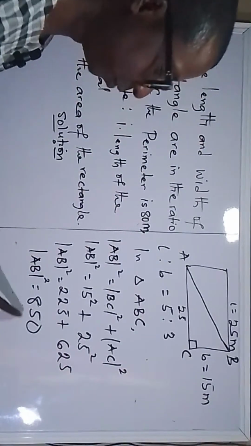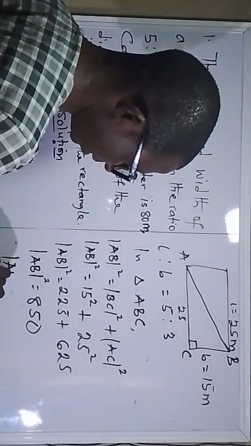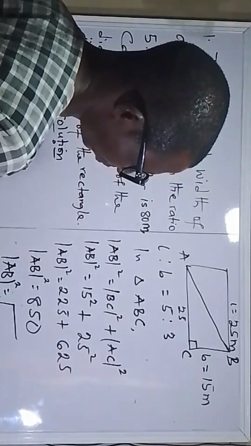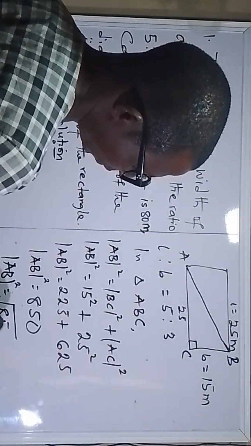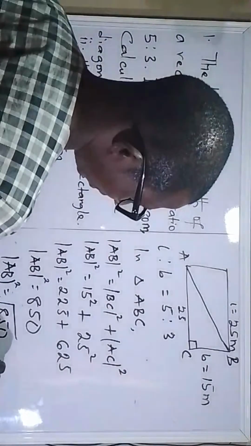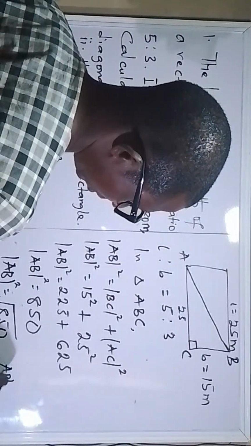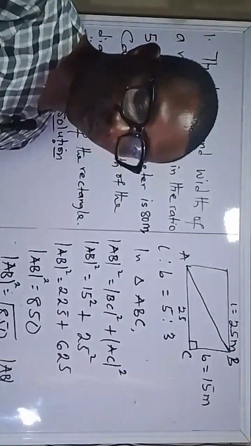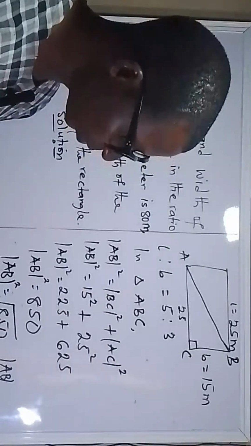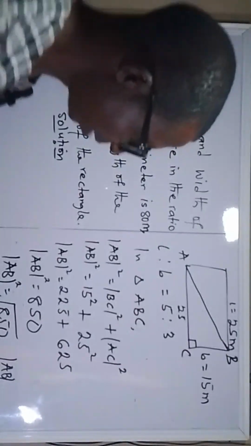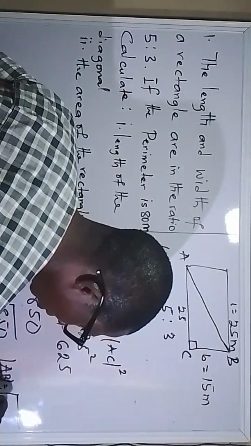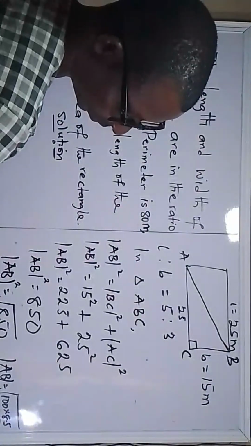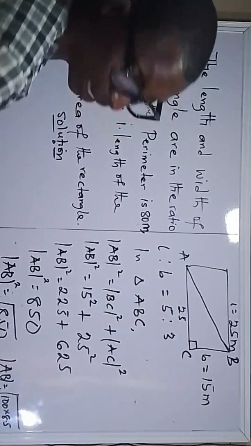That's 850. So the length AB will be the square root of 850. Because you will be expected to make use of your 4-figure table if you don't have your calculator, I can express this as 100 times 8.5. So that is the square root of 100 times 8.5. 100 times 8.5 is the same thing as 850.